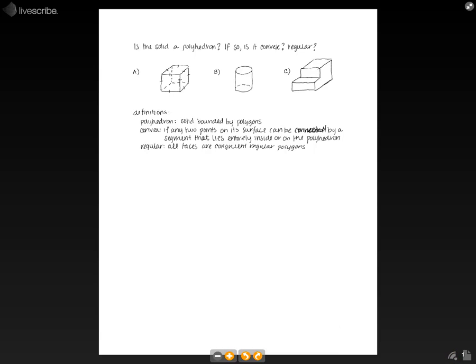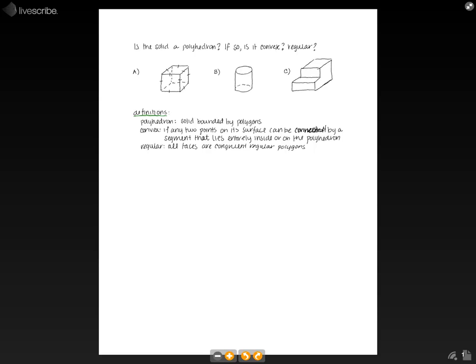In this pencast, we're going to be learning about regular and non-regular polyhedrons. So this problem says, is the solid a polyhedron? If so, is it convex? And then, is it regular? Alright, so we have three parts. And to do this, we're going to need to know some definitions. So let's look at our definitions first.